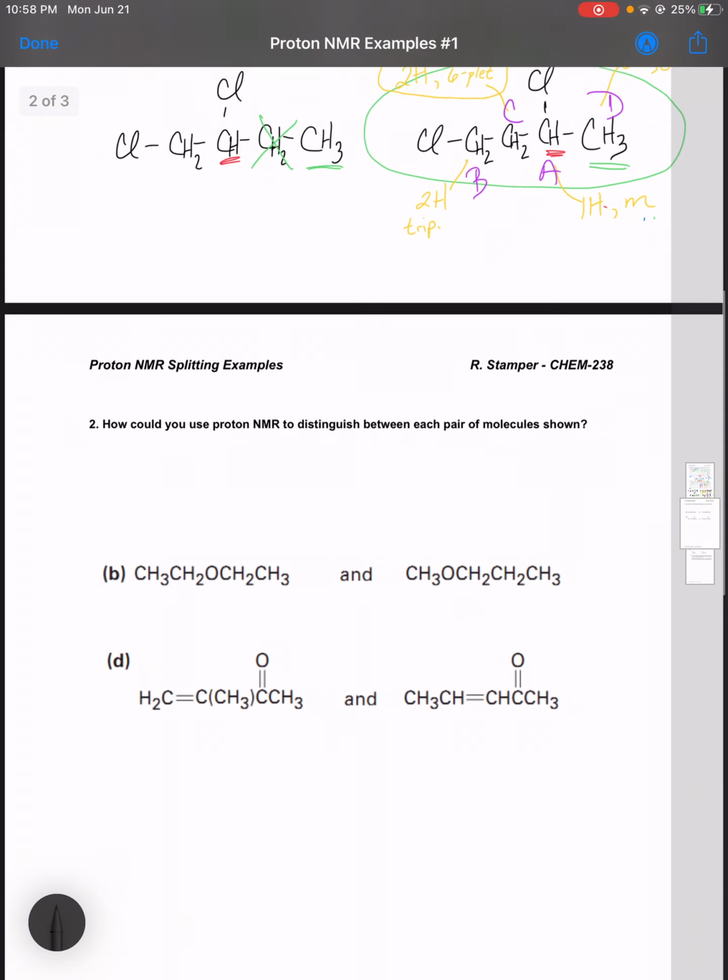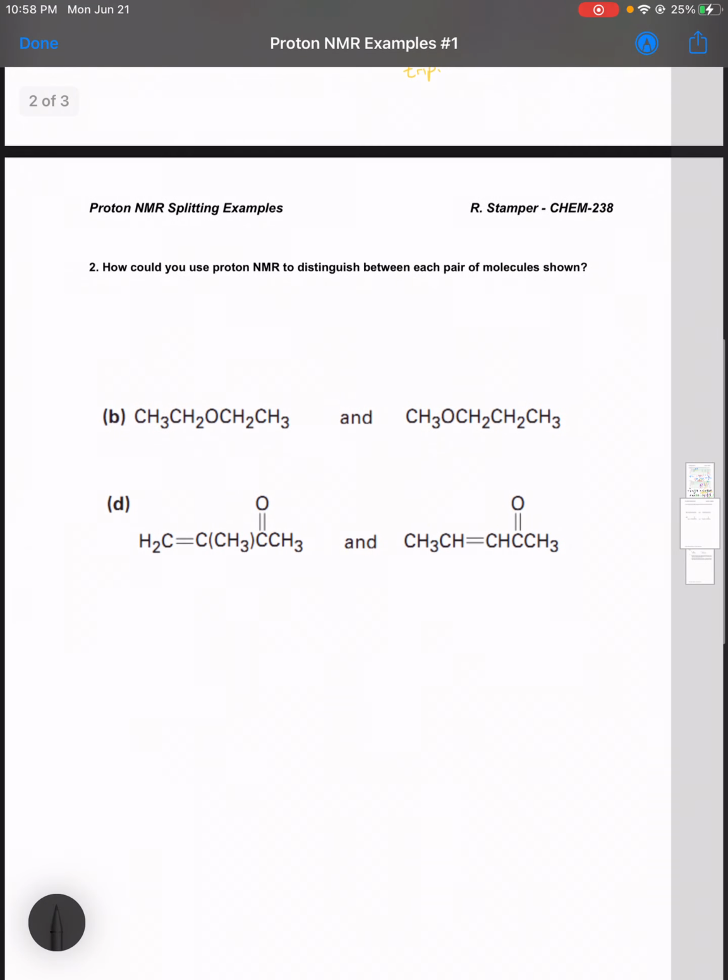The other significant kind of question that you'll see is how could you use Proton NMR to distinguish between each pair of molecules shown? And the molecules that I chose here are isomers of each other, so they have the same chemical formula. What you'll want to think about in these kinds of questions is doing what I just did with those upper questions when I was justifying the answer. Go through and say, what kinds of signals should I be expecting and where should they be?